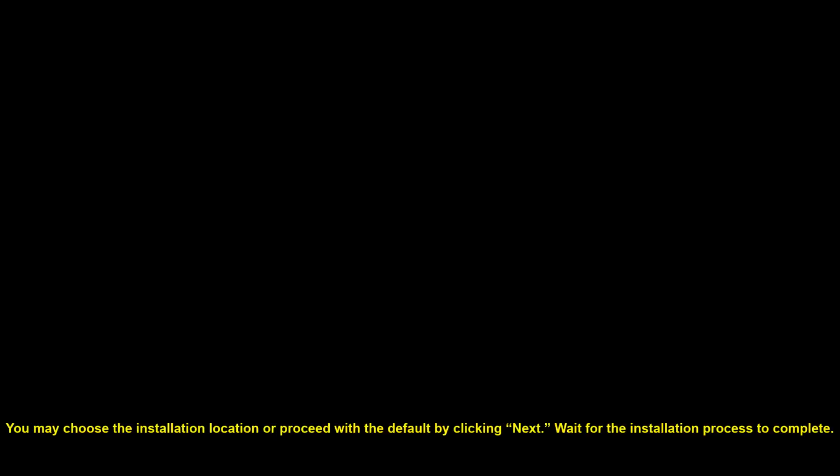After the download is complete, locate the downloaded file in your Downloads folder. Double-click the installation file to begin the installation process. When prompted by the user account control, click Yes to allow the application to make changes. Follow the on-screen instructions to proceed with the installation. You may choose the installation location or proceed with the default by clicking Next. Wait for the installation process to complete.